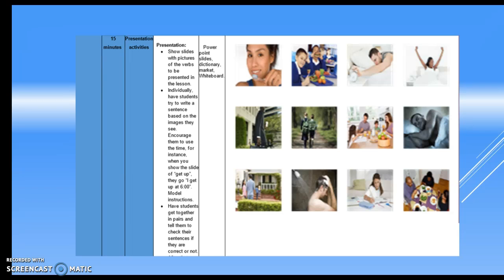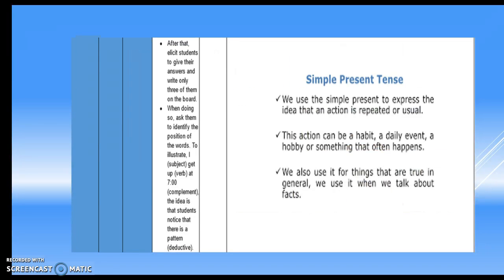For instance, when you show the slide of get up, they say, I get up at 6, as a model instruction. Have students get together in pairs and check whether the sentences are correct or not. After that, elicit students' answers and write only 3 of them on the board. When doing so, ask them to identify the position of the words. To illustrate, I, subject, get up, verb, at 7, complement. The idea is that the students notice that there is a pattern.